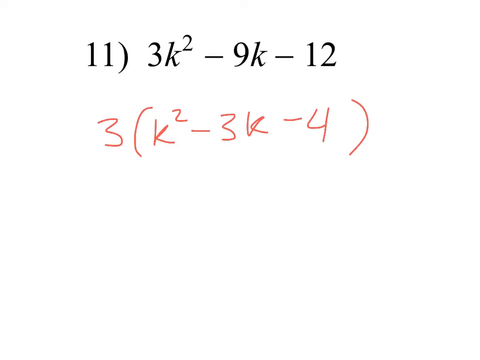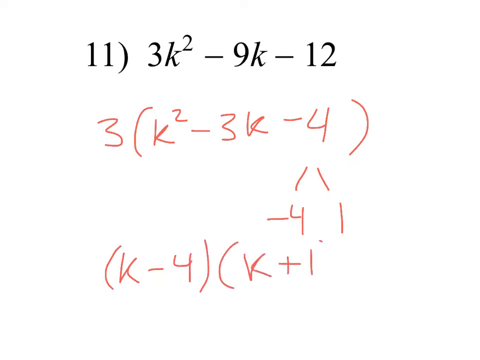Now what do we do? I have to find what could go into that. So for negative 4 and 1. So we're going to have negative 4 and 1. What do we do next? Now you have these 2 sides, so k minus 4 and k plus 1. Is that our answer? No, with the 3 in front. Can't forget about that 3 that we pulled out in the beginning.